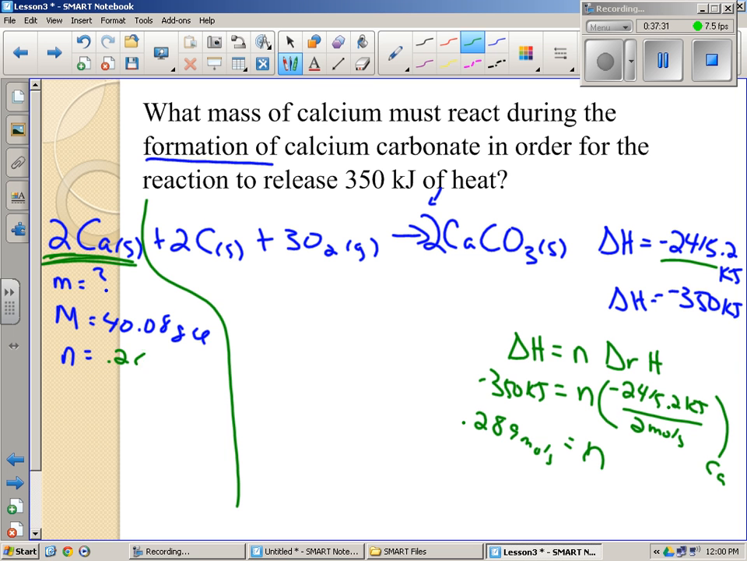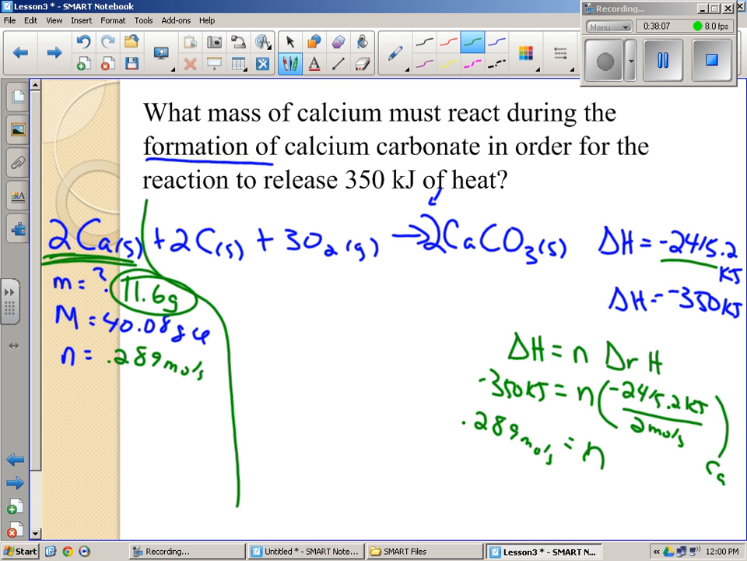So I'm going to put that in here. Remember, do not round it. Obviously, I'm not going to write the entire number down, but don't round the entire thing. 0.289, we got n, we got the molar mass. We're going to multiply those two together, and we get 11.6 grams. All right? 11.6 grams of calcium will give us the 350 kilojoules of energy produced, exothermic reaction, of course, et cetera, et cetera. And that's what you want to have for that one there. So hopefully that's good. If there's any questions, let me know. But that's what we need to have for that.